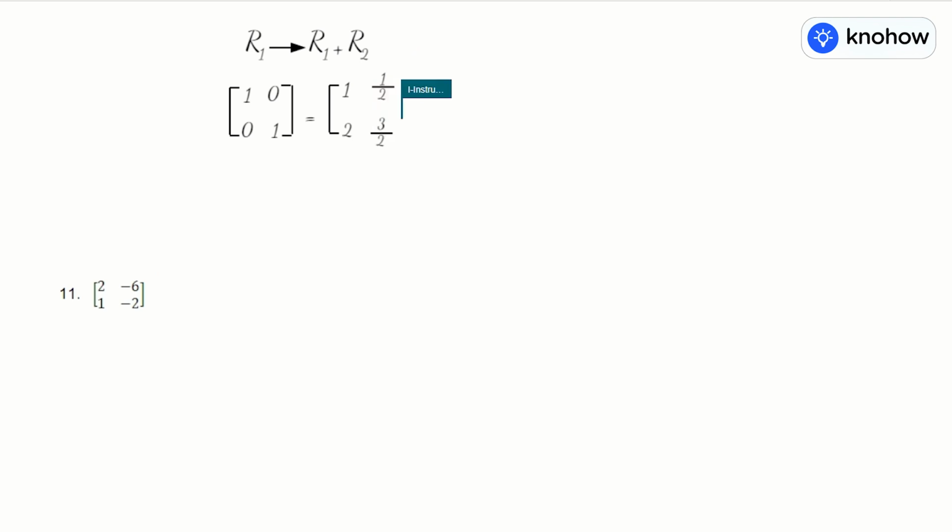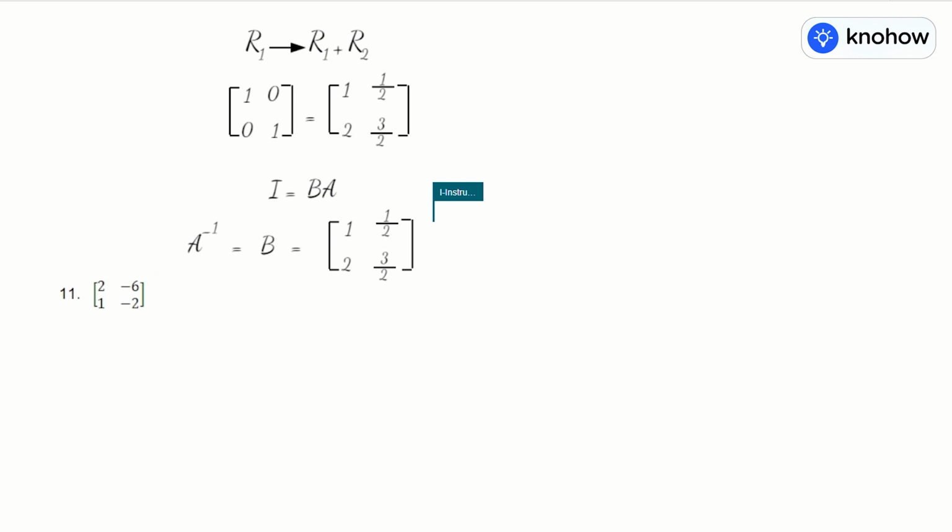So now we have reduced the question in the required form, that is I equal to BA. So obviously A inverse is B, which we have called as 1 half 2, 3 by 2. So finally, what is the required value of A inverse? A inverse is 1 half 2, 3 by 2. So that is the required value of A inverse.